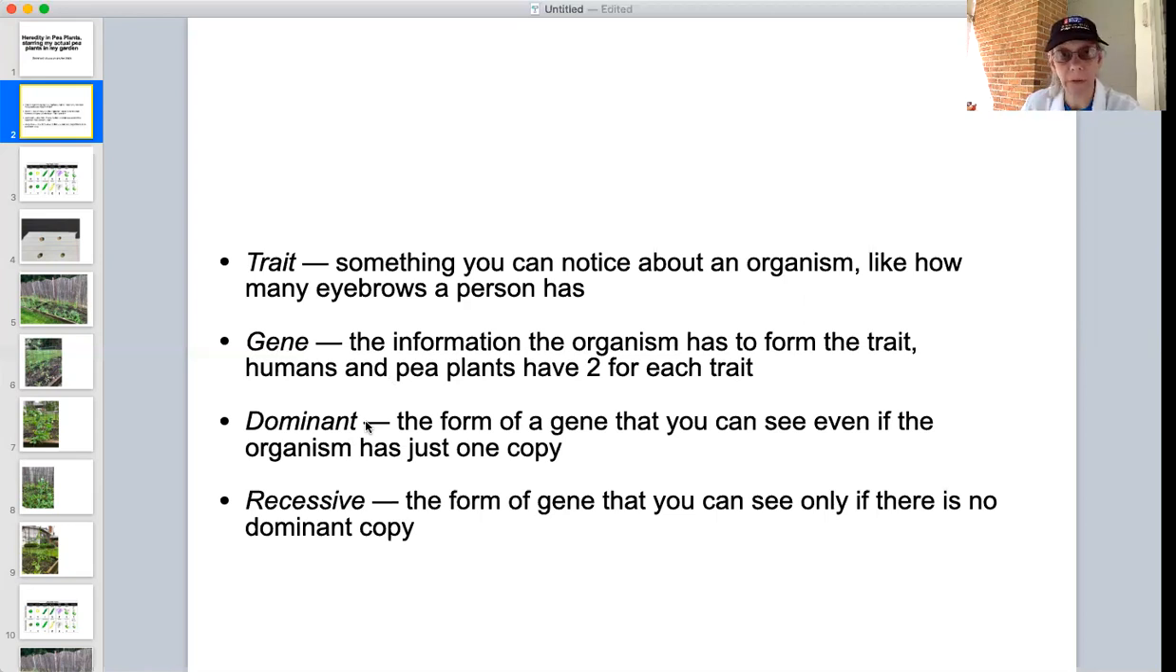All right, and just so you know, the dominant form of how many eyebrows does a person have is 1. The recessive form is 2. So dominant also does not mean that's the one you see the most, because most people don't have unibrows. Most of us have 2 eyebrows, and a lot of people who don't normally have 2 eyebrows will have work done so it looks like they do.